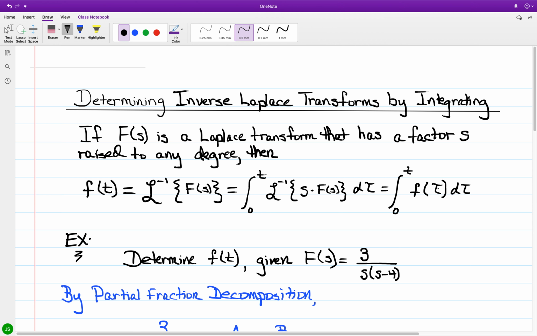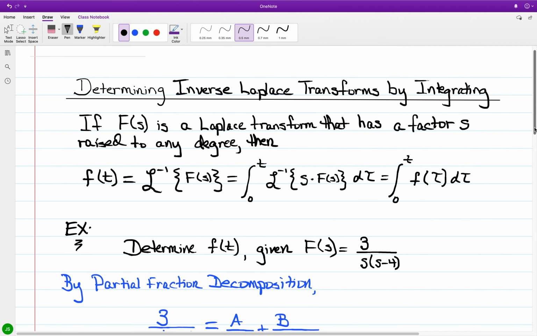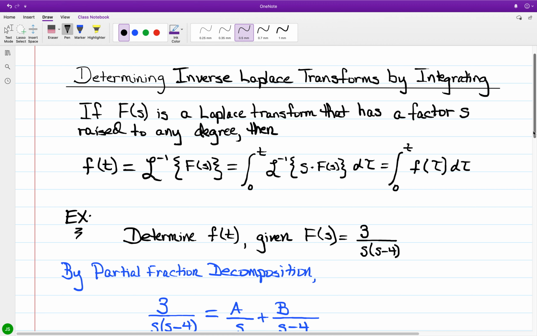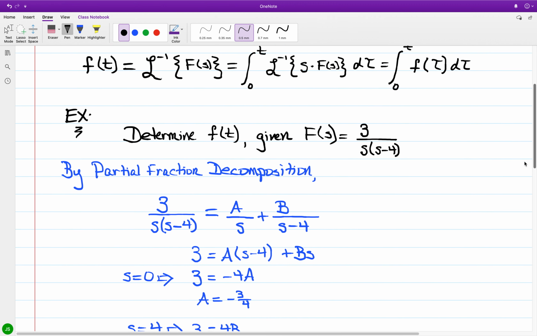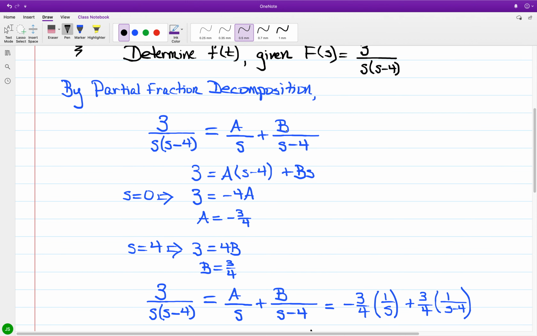Now, just to give you a little bit of a segue, let's look at the inverse Laplace transform of 3 over s times the quantity s minus 4. Looking at the process through partial fraction decomposition, we break it up with linear denominator factors: A over s plus B over s minus 4. Clearing out the fractions, we have 3 equal to A times the quantity s minus 4 plus B times s. We have two unknowns and two zeros we can apply, so I can eliminate B and solve for A. In this case, 3 is equal to negative 4A, whereupon A is equal to negative 3/4.